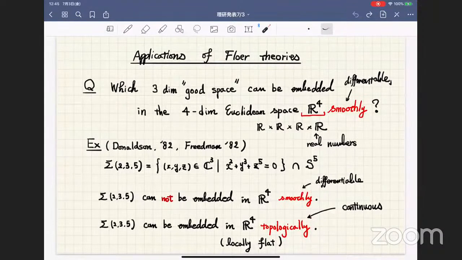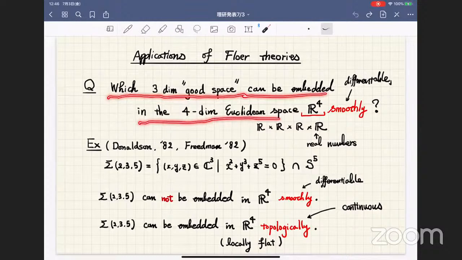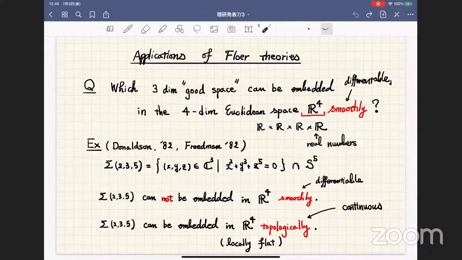Finally, we talk about an application of Floer theory. By using Floer theory, we can treat the following problem. Which three-dimensional manifold can be embedded in four-dimensional Euclidean space smoothly? Our four-dimensional Euclidean space is just the fourth product of the real numbers. For example, by using Floer theory, we can prove the following result. Donaldson and Freedman proved the following result.